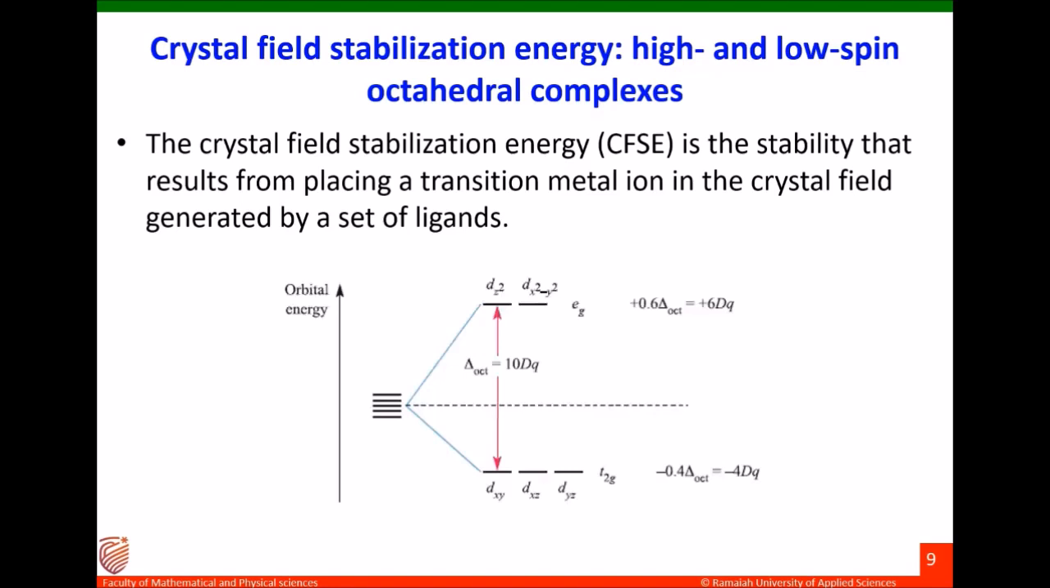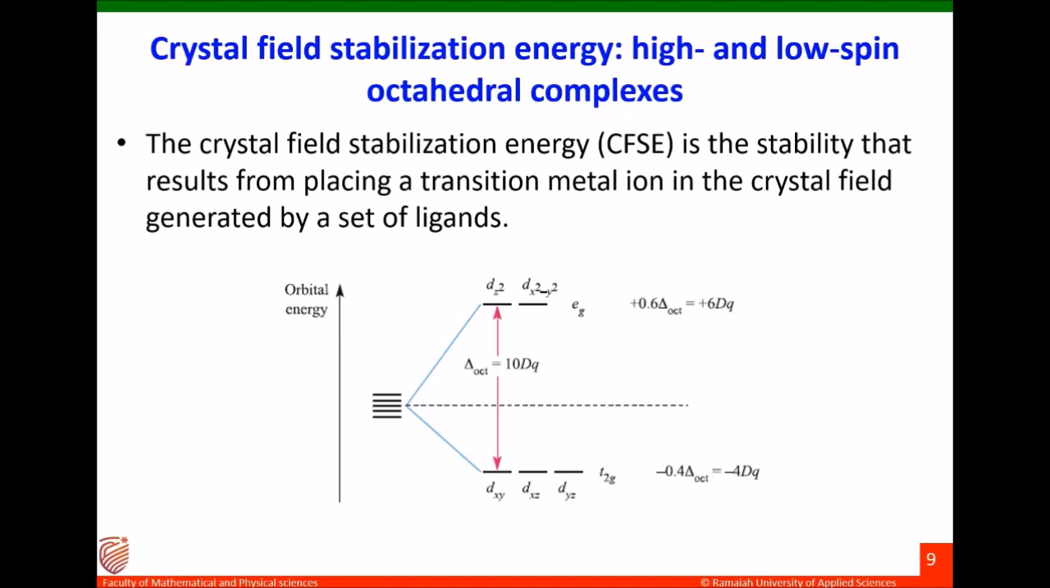Now you can see the splitting of the d orbitals, and we know that the splitting in an octahedral field happens like this: dxy, dxz and dyz, and we named them as T2g orbitals, and dz square and dx square minus y square, we termed them as Eg orbitals, and the difference in the energy we call it as delta octahedral.